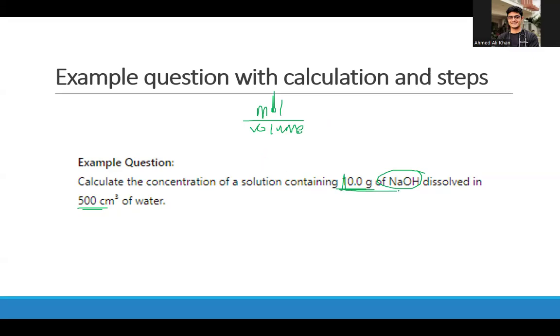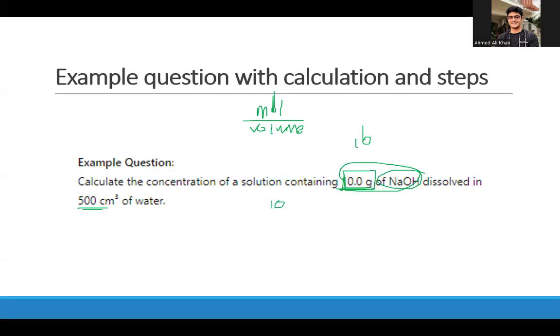Okay, so what steps should I follow here to calculate the concentration of the sodium hydroxide solution? I have 10 grams of sodium hydroxide. I can't hear you. Hear me now? Yeah. 1/50. What? 1/50? Nahin.